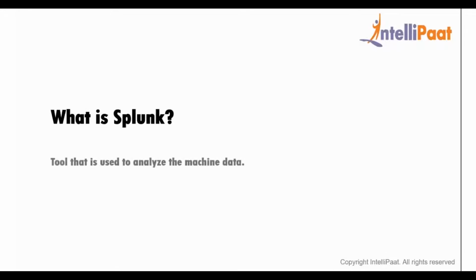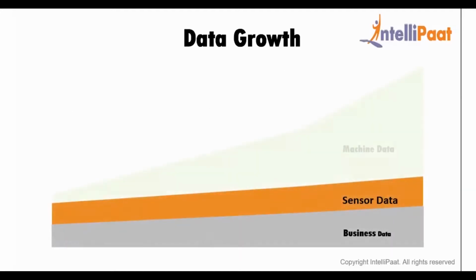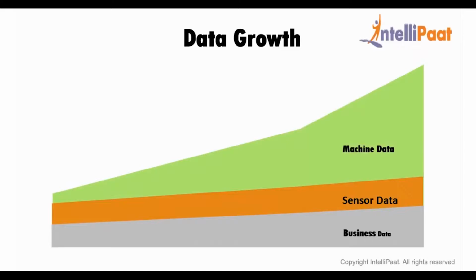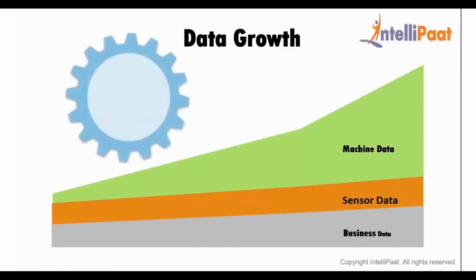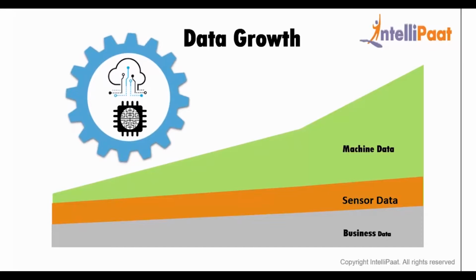Before moving to why we need Splunk, let us actually see what Splunk is. Have you heard of the word Splunk? Splunk is a software or tool that is used to analyze machine data. But have you ever thought about why we have to analyze machine data? You must be aware of the exponential growth in machine data over the last decade. This was mainly because of the growing number of machines and the usage of IoT devices.